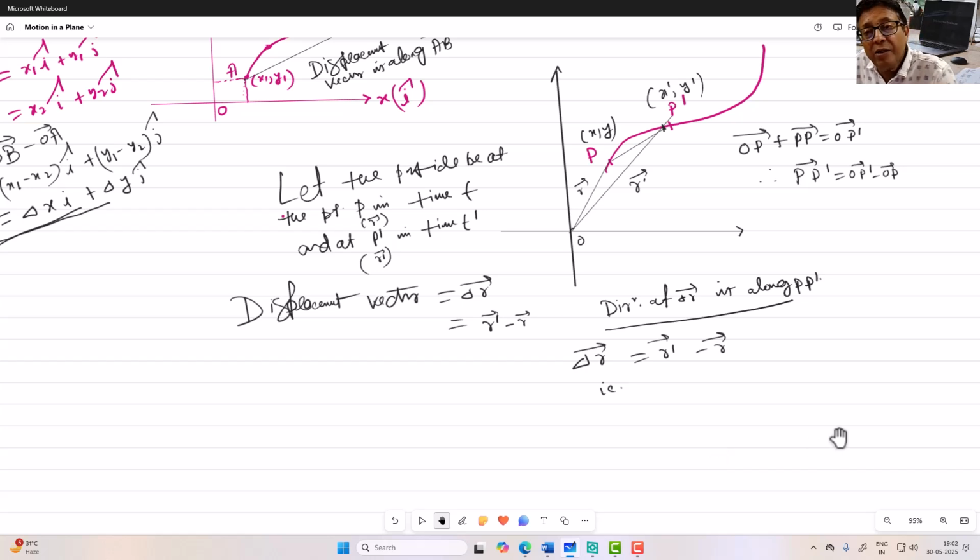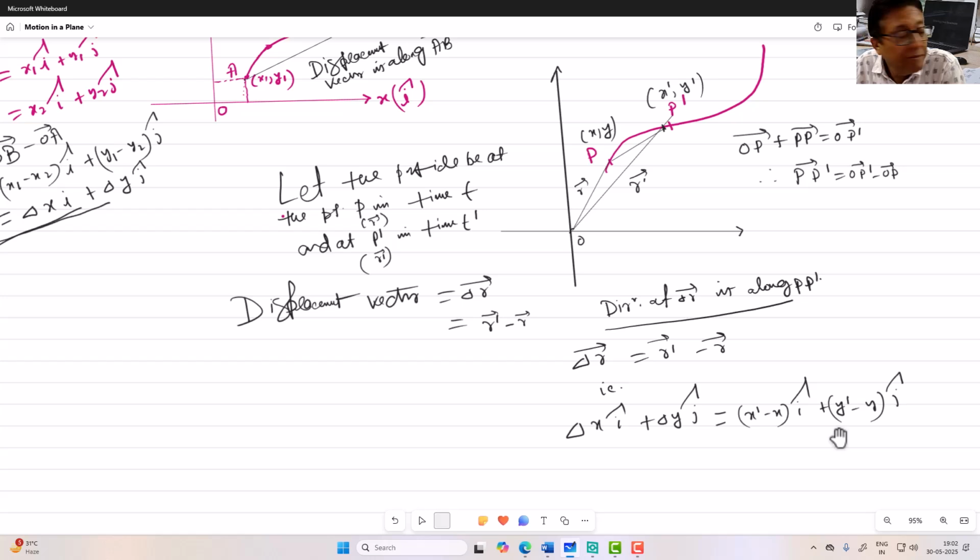Along the x-axis and along the y-axis, you take it as delta x i plus delta y j. Okay, delta x i, delta y j, and this part is going to be what? x dash minus x i plus y dash minus y j. Okay, the way I have shown you earlier. This is delta x is x dash minus x, delta y is y dash minus y.